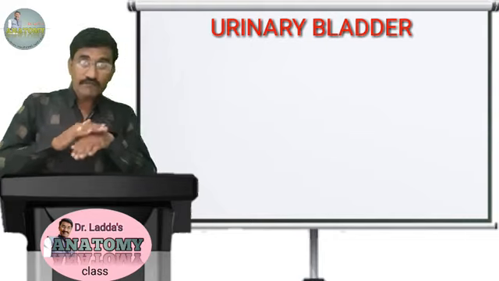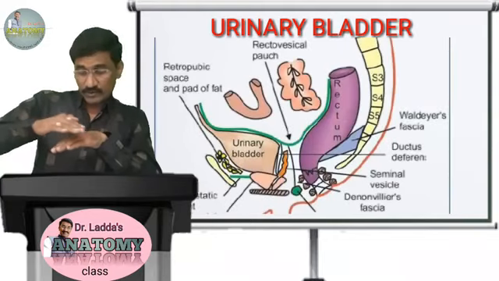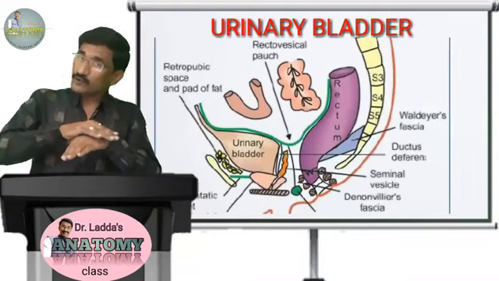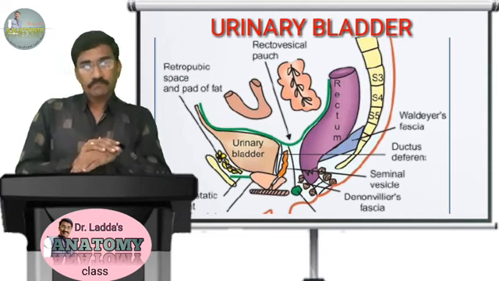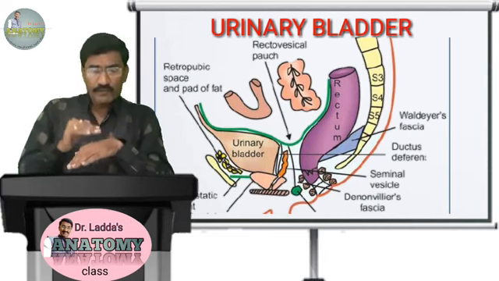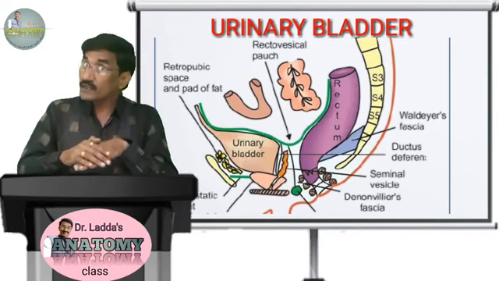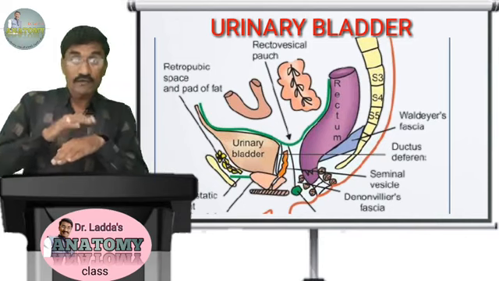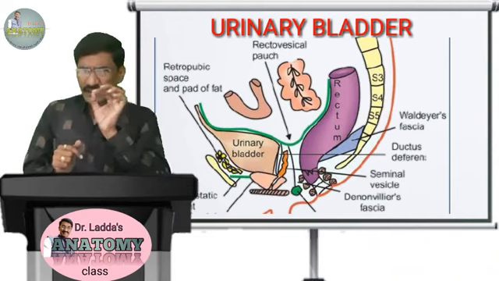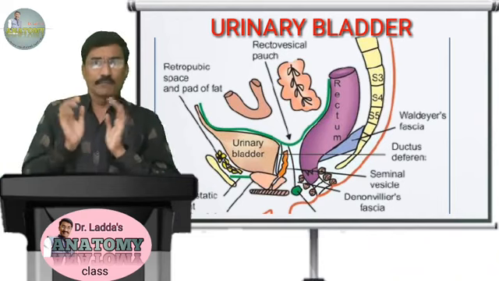Now the superior surface. We know above this surface there is an absolute covering of peritoneum, and above this peritoneum there is the sigmoid colon and the terminal part of the ileum. The sigmoid colon and terminal part of the ileum vary a little bit in male and female.